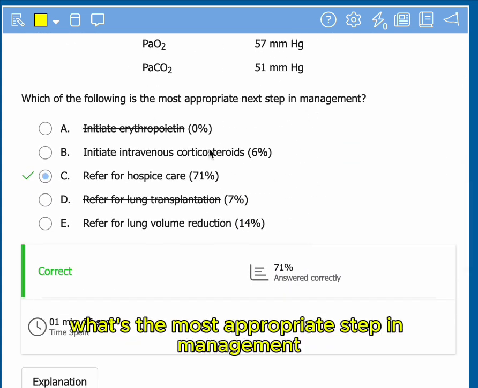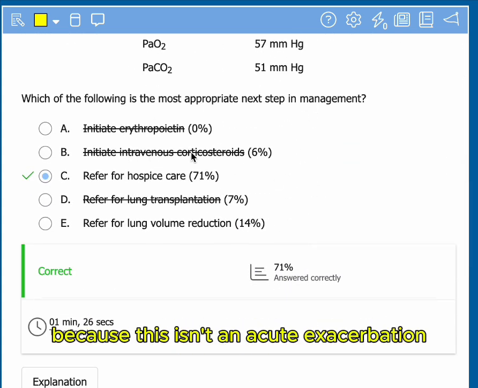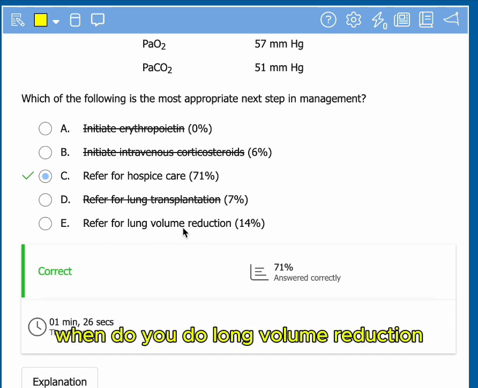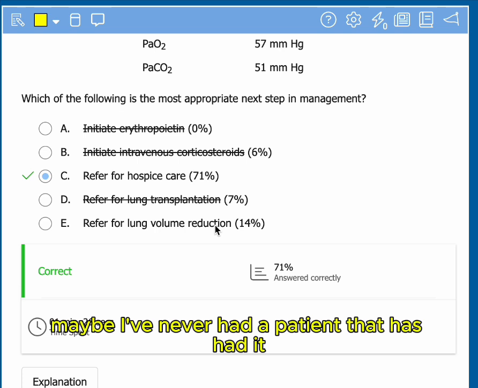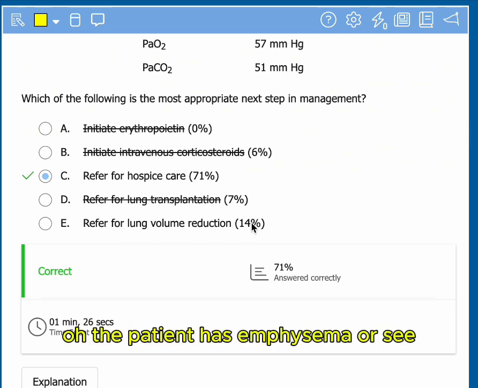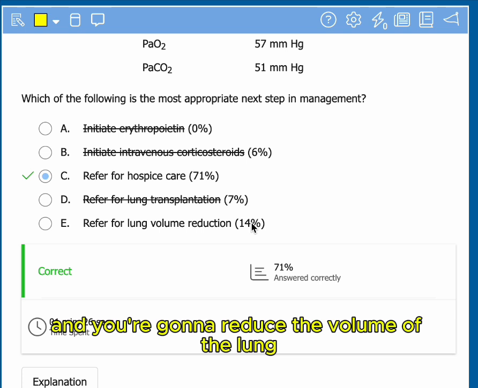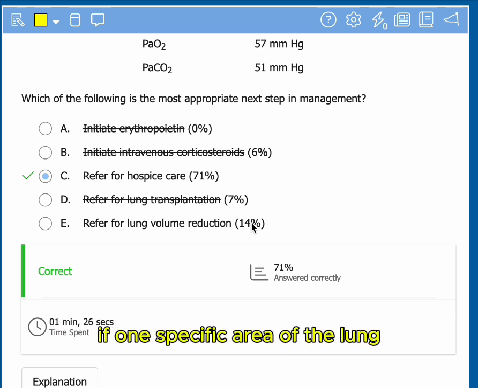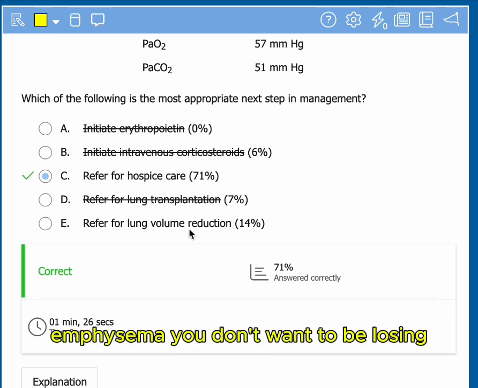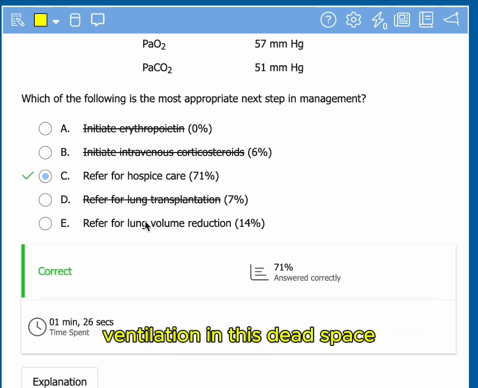What's the most appropriate step in management? So it's not steroids because this isn't an acute exacerbation, and even if it were, it's maybe time to think about hospice care. When do you do lung volume reduction? That's something I've never had a patient that has had it, but it is an answer, and it seems counterintuitive because you're like, oh, the patient has emphysema or COPD and you're going to reduce the volume of the lung. The reason for that is if one specific area of the lung has emphysema, specifically apical emphysema, you don't want to be losing ventilation in this dead space.